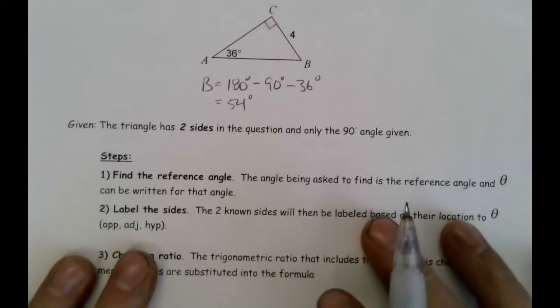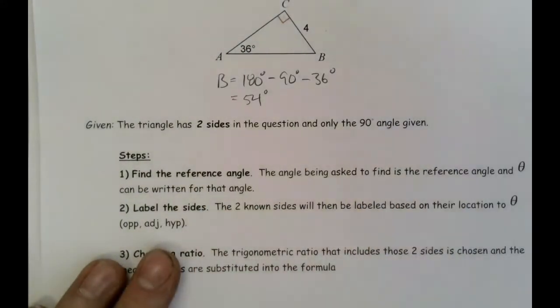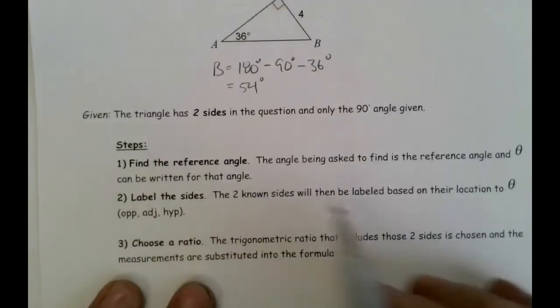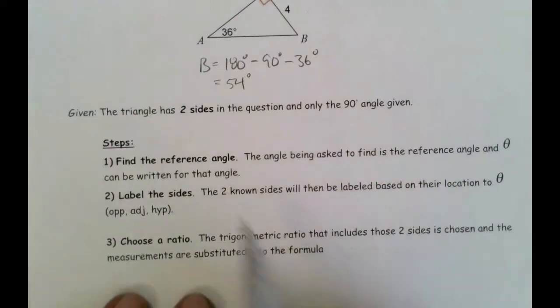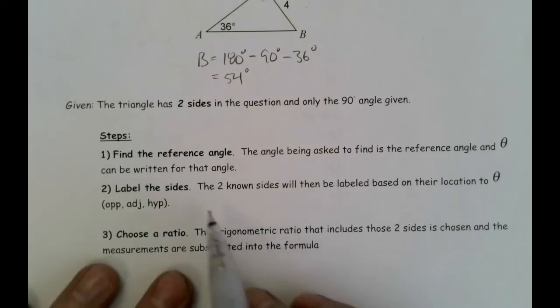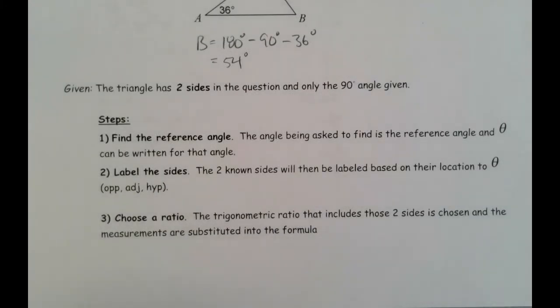Or, what could be given to me? Well, I could give you a triangle, and I can give you the 2 sides and only the 90 degree. Okay, so you'll just have that 90 degree and then the 2 sides there. So what I would need to do is figure out which angle is the reference angle. In other words, what angle is it that I'm actually asking for? Because if I've got the sides there, it'll tell me whether those sides are opposite, adjacent, or the hypotenuse. I'll be able to figure that out fairly easily here, okay? So then I label those sides here, and then I choose the ratio based on what I've got.